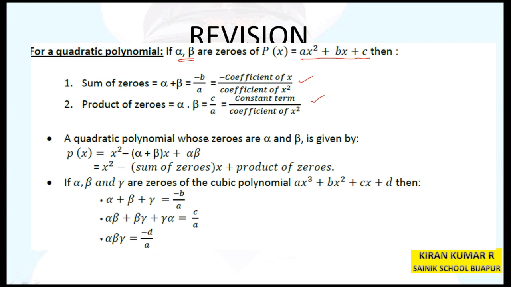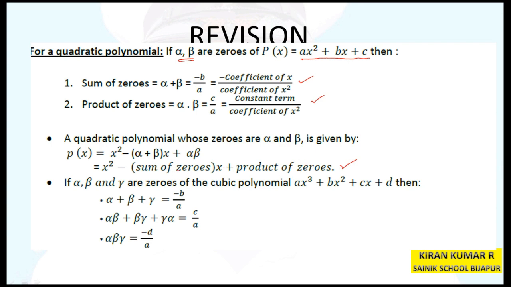We have seen some questions wherein they give the values of alpha and beta, and they will ask you to form a quadratic polynomial using the zeros. This is a general formula, you need to remember this. x square minus the sum of the zeros multiplied by x plus the product of zeros gives the polynomial p of x.